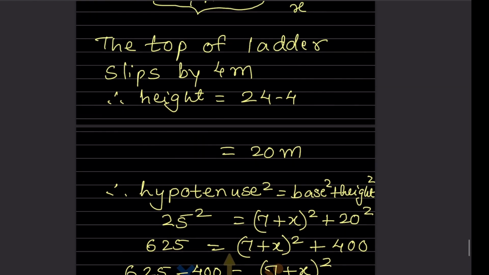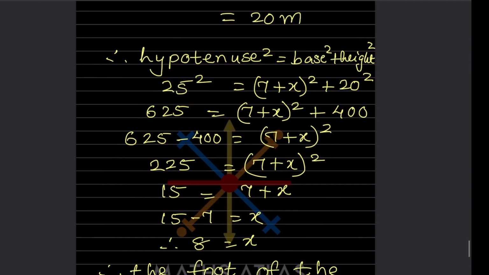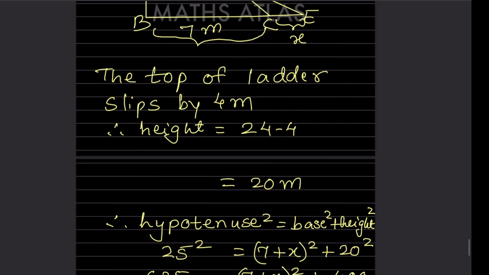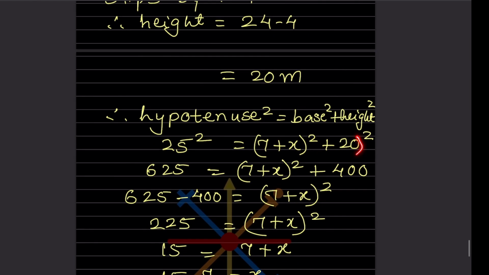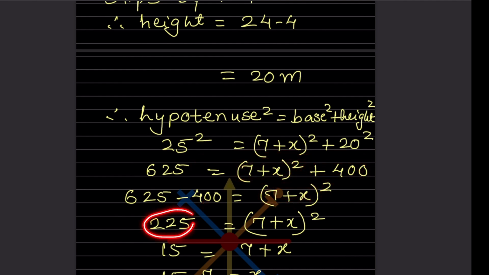Now see the base, what it was before, it was 7, and now it became 7 plus x. We don't know what this is; later we have to find out x. Plus the height, this is 20. Hope you got this one. So now this is 625, and let us keep this as it is, and 20 square is 400. If you bring this 400 on this side, that is going to be minus, and when you subtract, it is going to be 225.